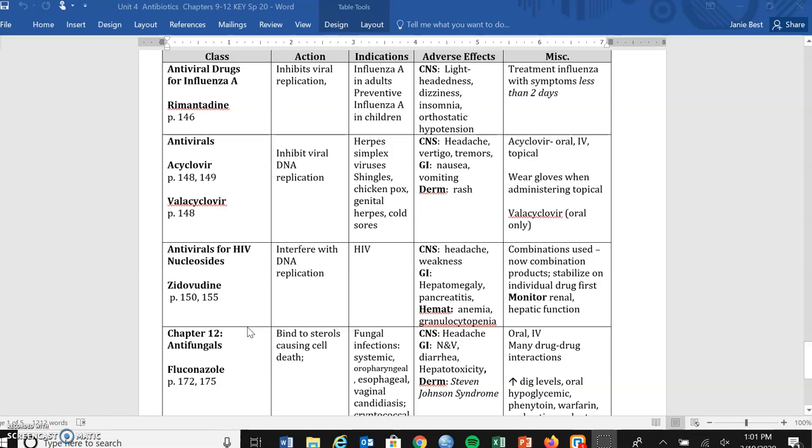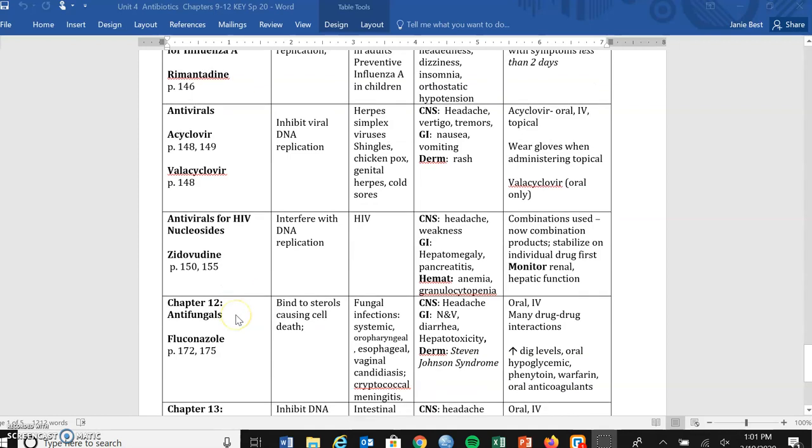Acyclovir and valacyclovir are used for herpes simplex, shingles, chickenpox, genital herpes, cold sore type of viral infections, and it comes in several forms: oral, IV, and topical. Need to wear gloves when administering the topical, and we've talked about using gloves to administer meds before, so those same restrictions apply here.